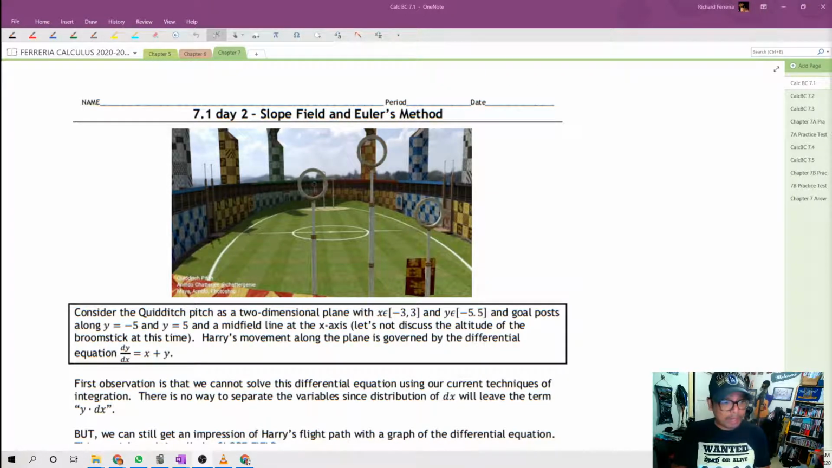So consider the Quidditch pitch as a two-dimensional plane with x's going between -3 and 3 and the y-coordinates going from -5 to 5. The goalposts are going to be set along the lines y equals -5 and y equals +5, and the midline will be at the x-axis. For the sake of discussion, we're not going to talk about the altitude of the broomsticks. We're just talking about their coordinates on the xy plane. So basically, we're taking an xy plane and putting it on top of a soccer field, and saying position is based on the xy plane.